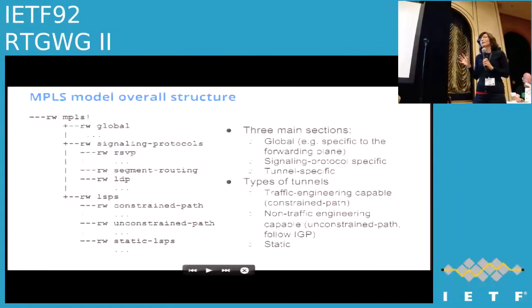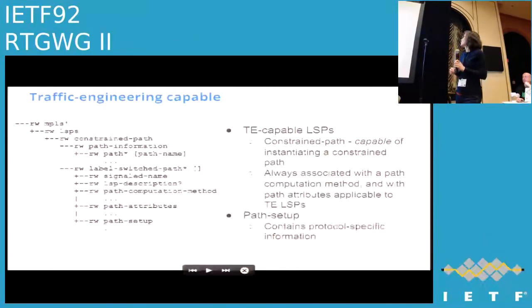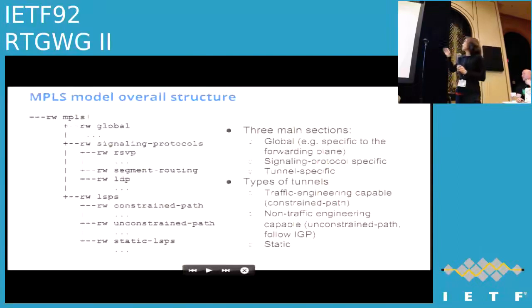The traffic engineering capable LSPs are listed in the model as constrained path, and that does not necessarily mean that this is a path that has constraints on it. It is a path that was signaled in a way that it could potentially have constraints. So an RSVP LSP that is computed with just SPF, not CSPF, will fall in the same category. Question now?